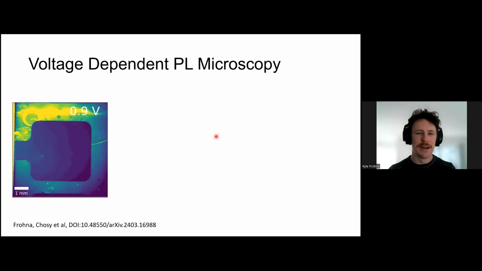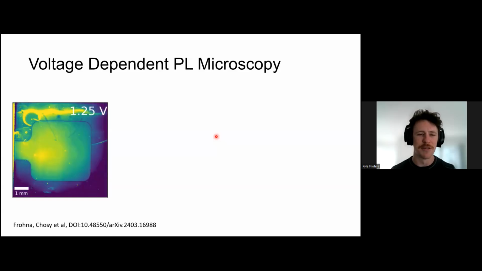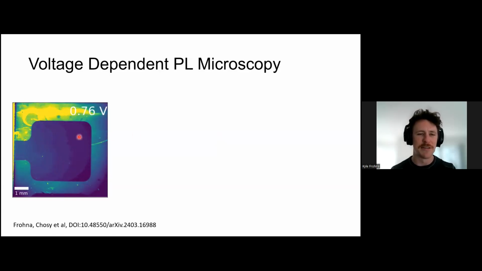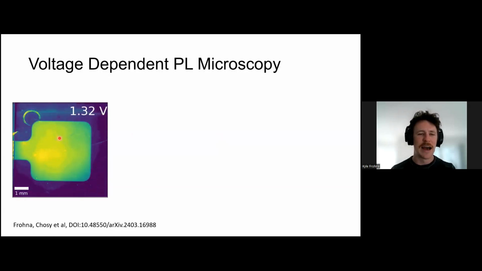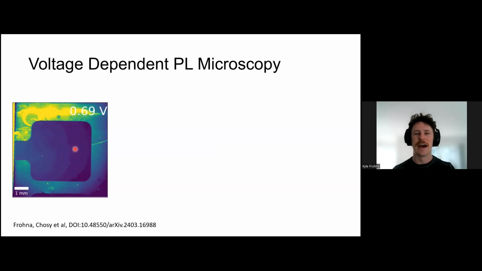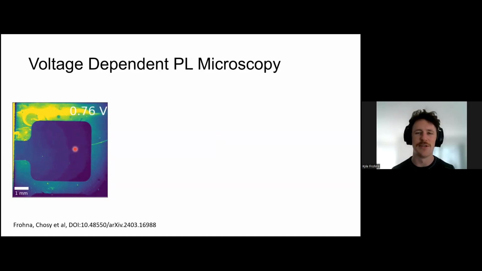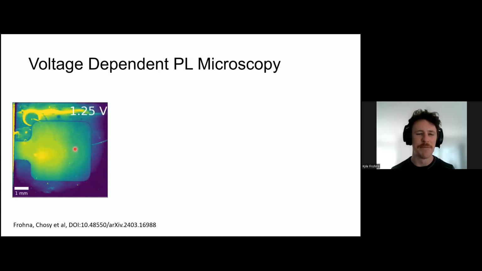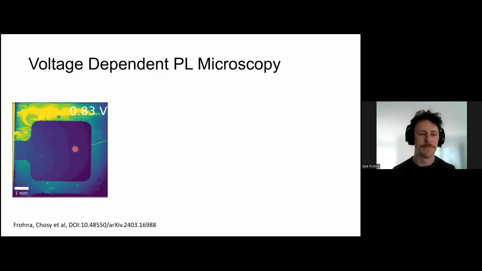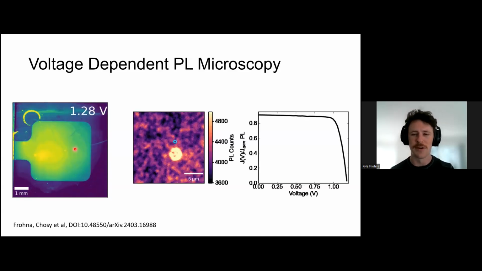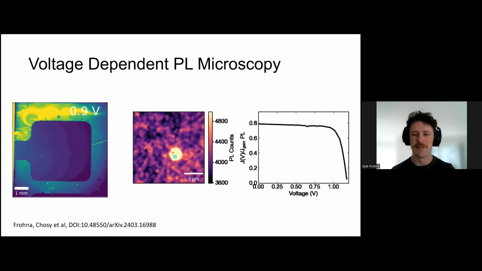So with that, we can take our nice solar cell and measure the photoluminescence as a function of voltage. And you can see that for this particular device, at open circuit, it's super bright. And as soon as you start to extract carriers, there's fewer carriers there to recombine. And so the PL decreases. And from that, you can reconstruct JV curves as a function of space, which is really cool.